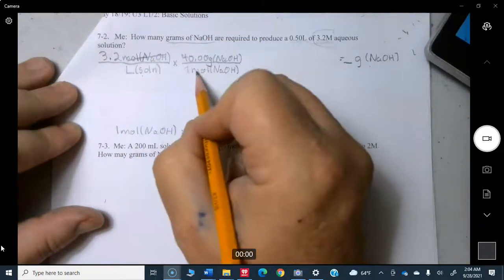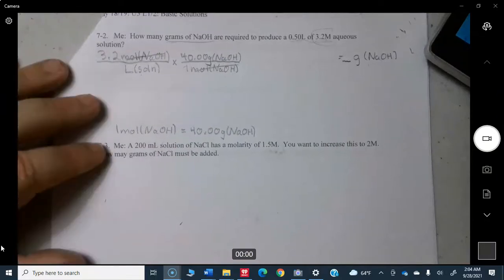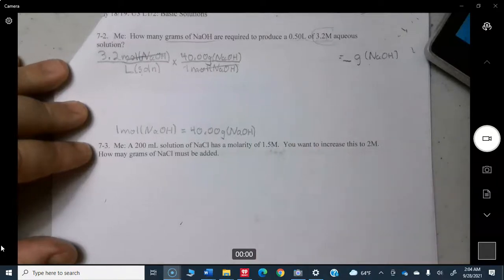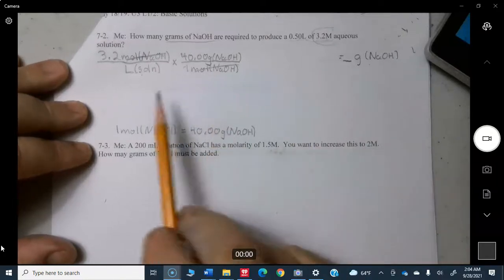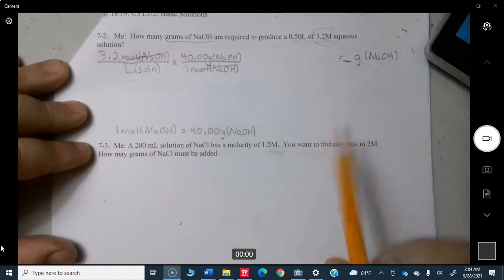Okay, moles of NaOH, moles of NaOH. All right, and that cancels. So now we have grams of NaOH on the top. That's what we want, so we're done with the top. Now the bottom, we have liters of solution. We have nothing here, so this one's pretty easy.